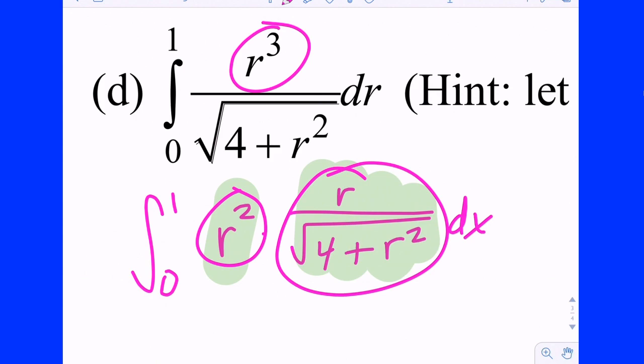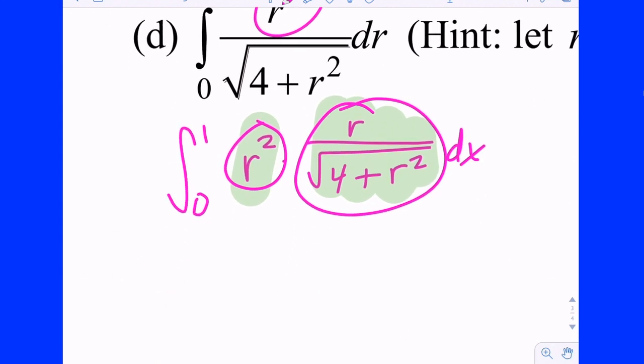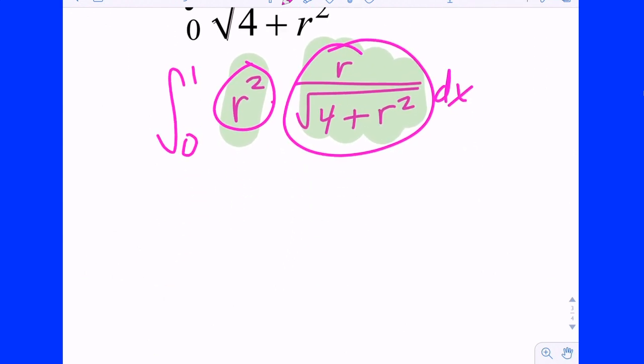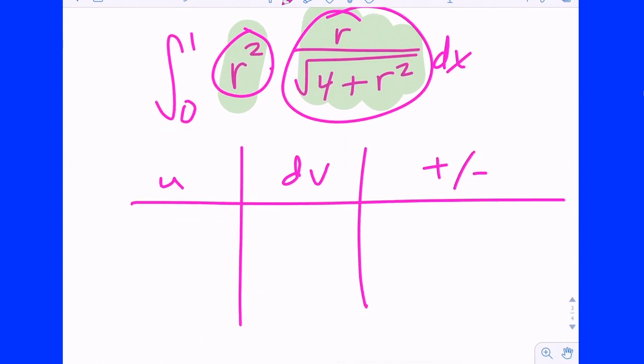how to take its antiderivative. So, if you know how to take the antiderivative and the other one's the power function, which one do you want to let equal u? Which one do you want to let equal u? r squared. And the other one's going to be r times 4 plus r squared to the negative 1/2.